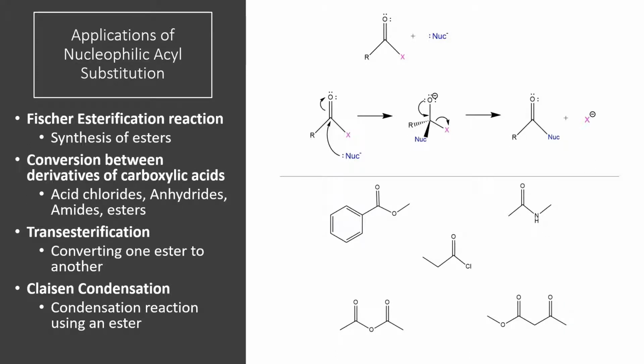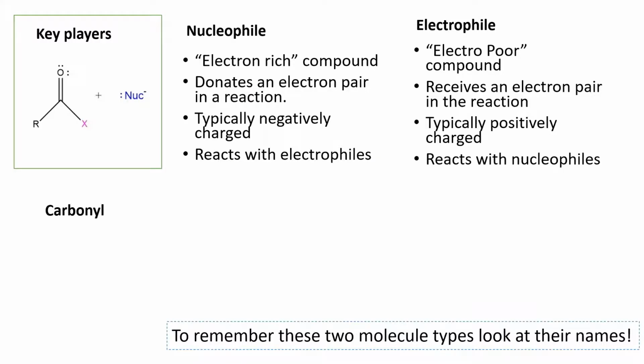Nucleophilic acyl substitution is a very versatile mechanism, which is why it's important to be familiar with. I have an overview of the mechanism up here, and then some of the compounds involved in the reactions that it's in down here. Some of these reactions include the Fischer esterification reaction, conversion between derivatives of carboxylic acids, trans-esterification, and the Claisen condensation.